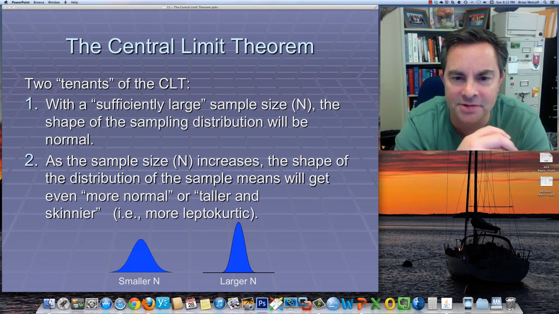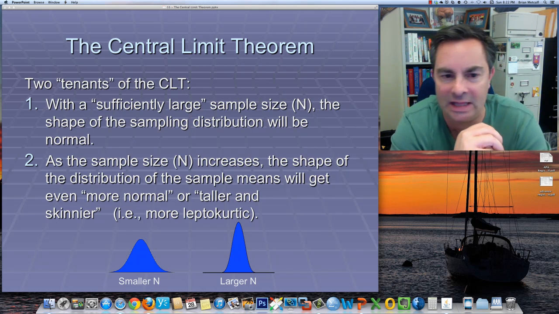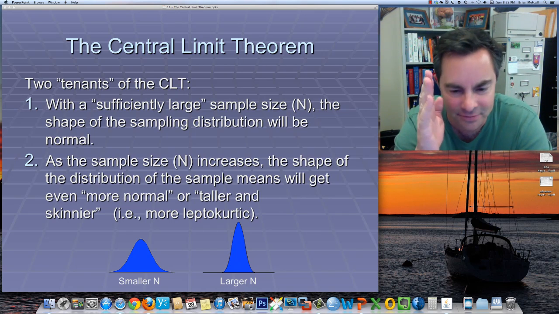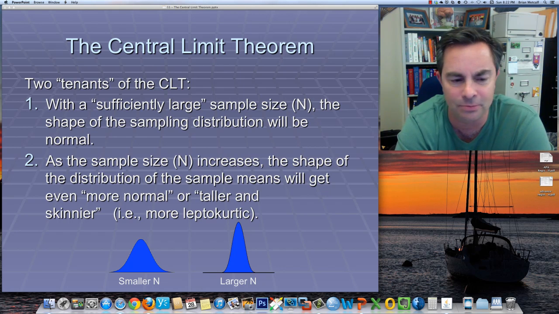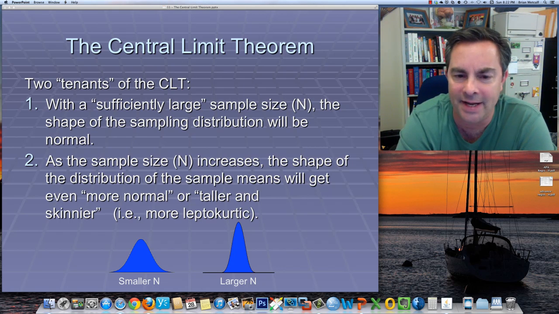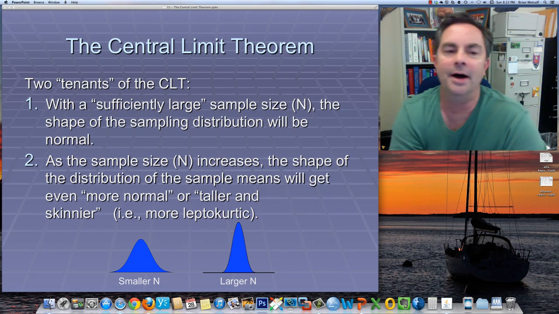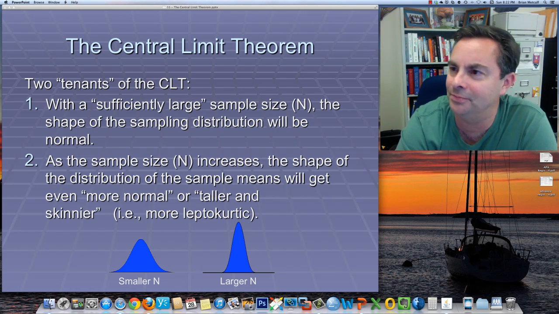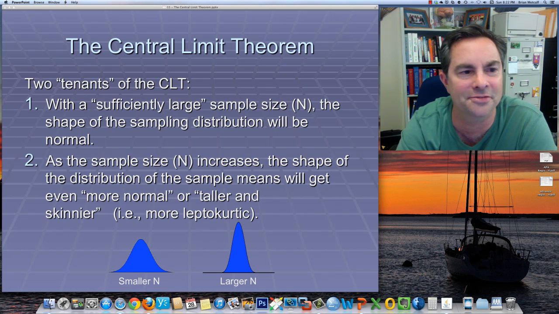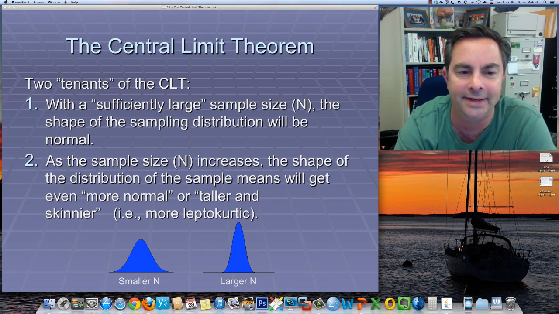Now, that begs the question, what is big enough? What is sufficiently large? And I don't have a firm number to give you. There's rules of thumb, but they're just as often invalid as they maybe are valid. The quickest way for me to define what's a big enough sample is you know it when you see it.